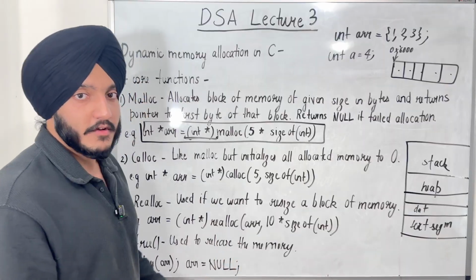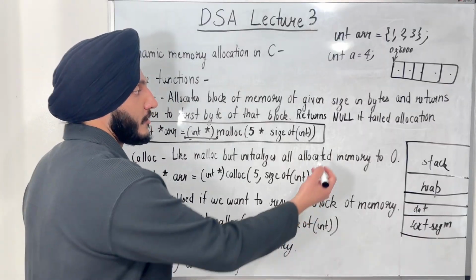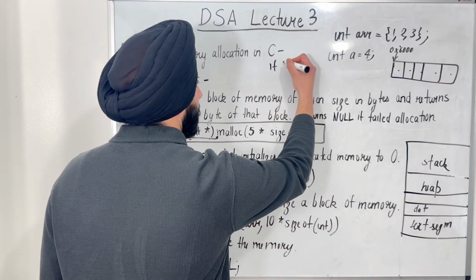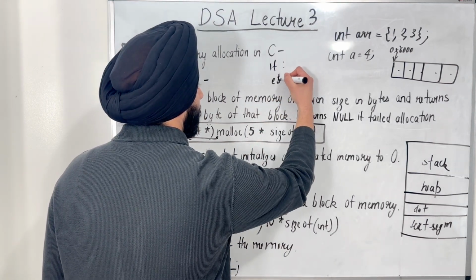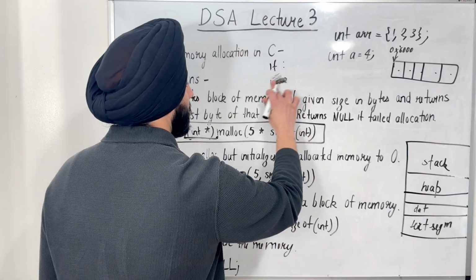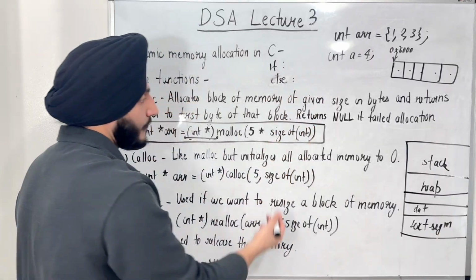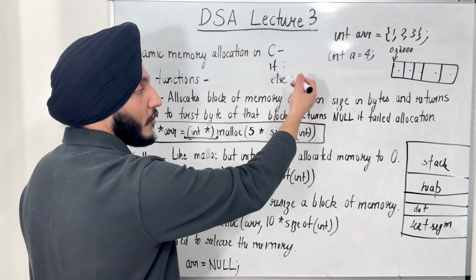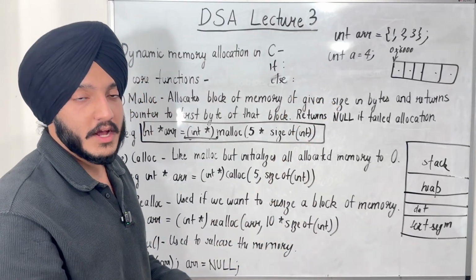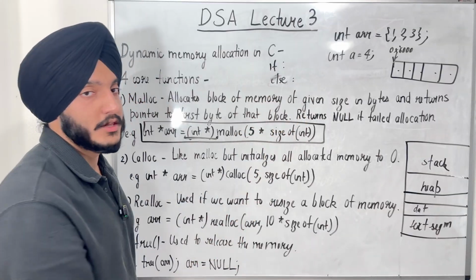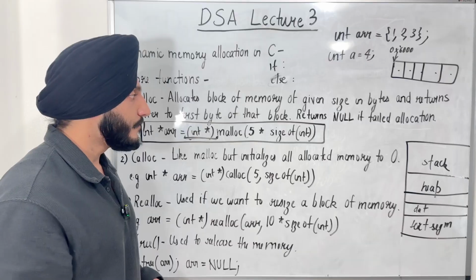If it's not able to allocate the memory, it's going to return a null. So what we usually do is create an if-else statement, something like this. If allocation is not successful, then we can return a message that malloc allocation failed. And if it is successful, then we can return the array pointer.